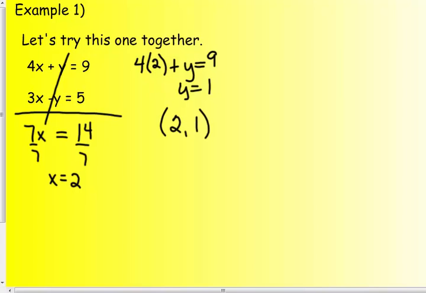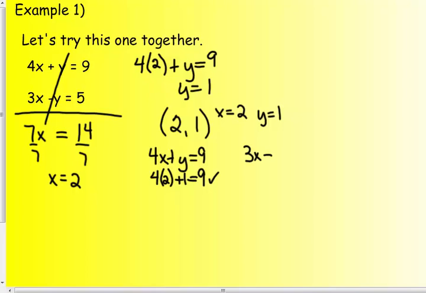X equals 2, and you can write it this way as well, y equals 1, or write it as the ordered pair. Now I'm going to check in both equations. So 4x plus y equals 9. 4 times 2, plus 1, I just did that, is 9. That checks. My second equation, 3x minus y equals 5.